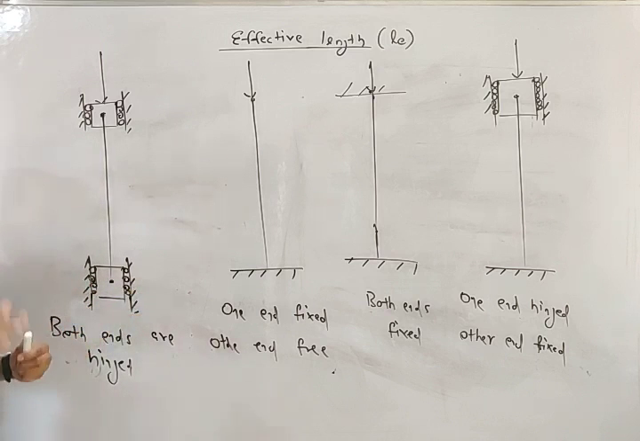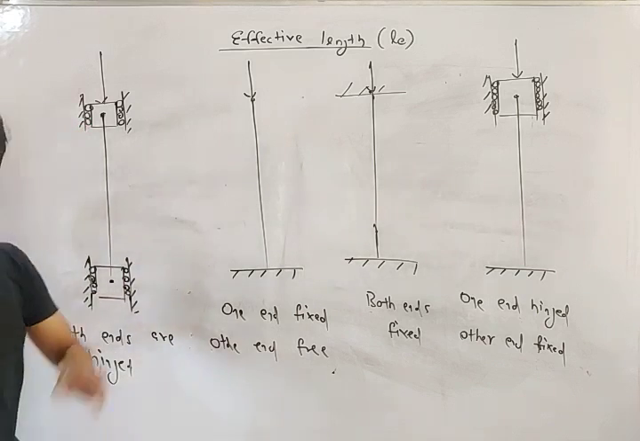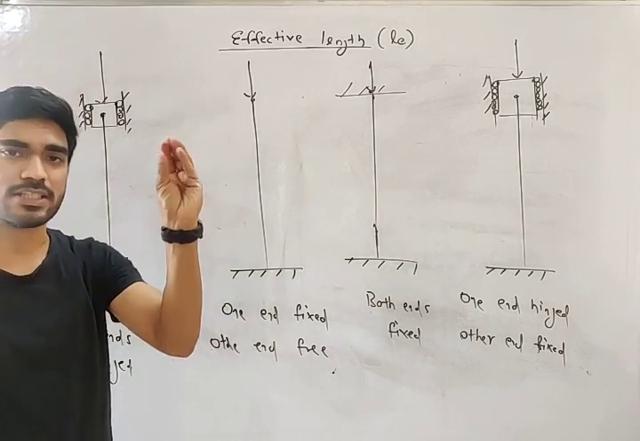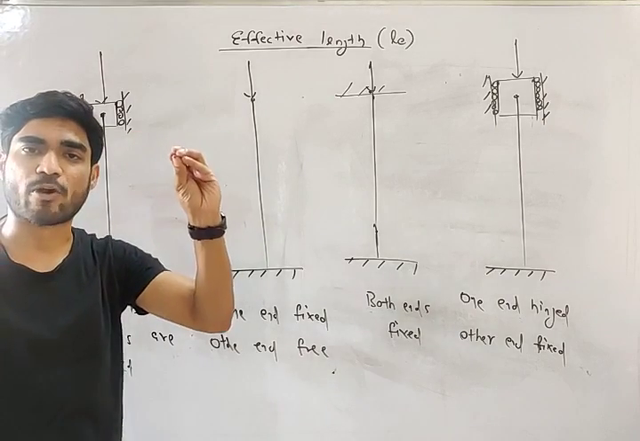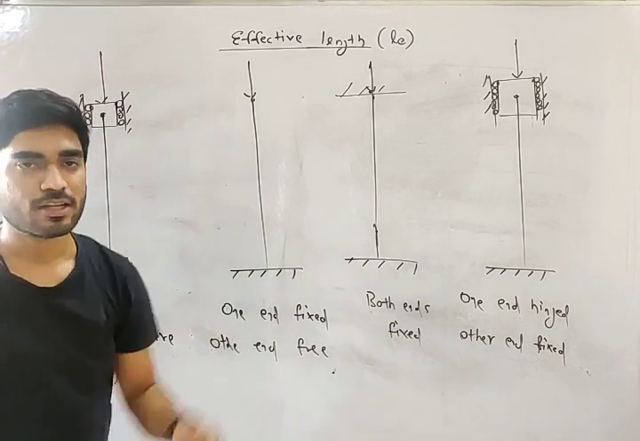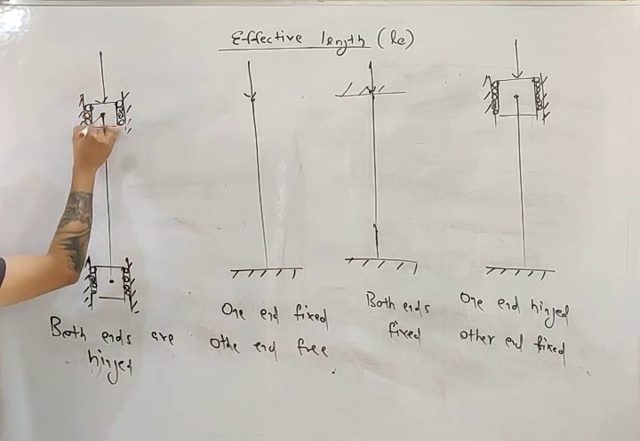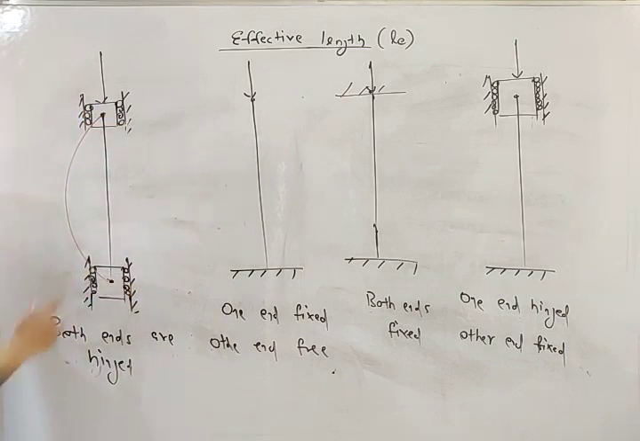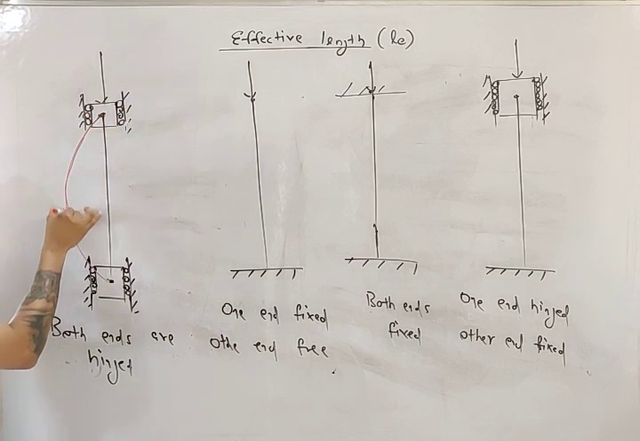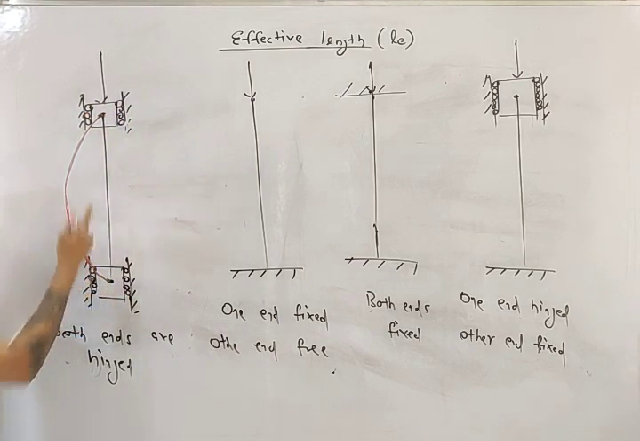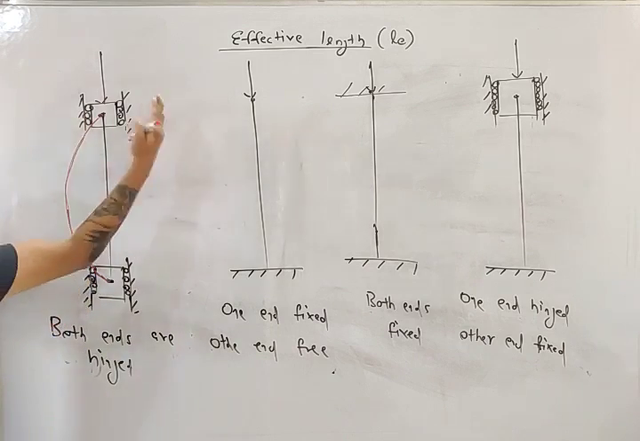Due to hinge there will be no deflection, but there will be slope. At the hinge end this will rotate. Hinge support cannot restrict rotation, so there will be rotation but no deflection. So it will buckle like this. This will be the shape after buckling. There is some slope here, but there is no deflection.